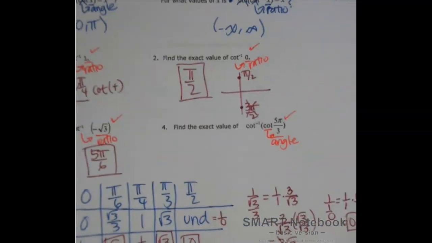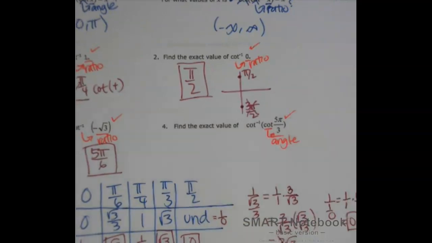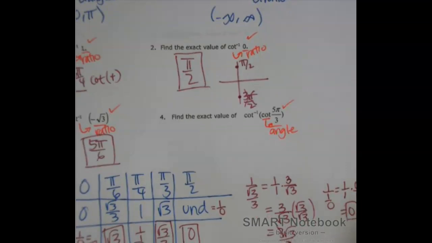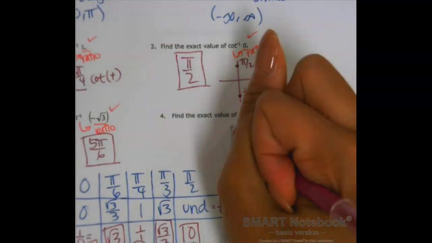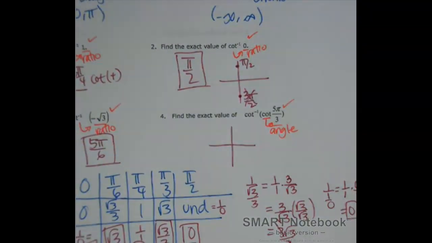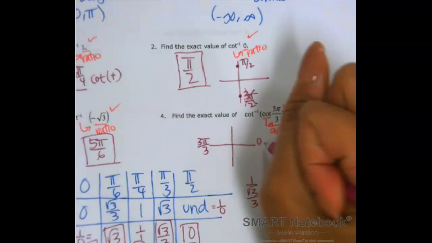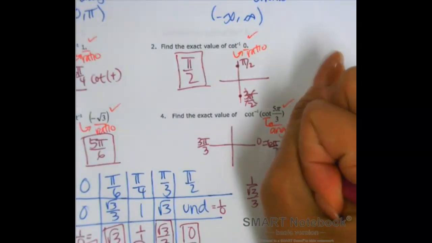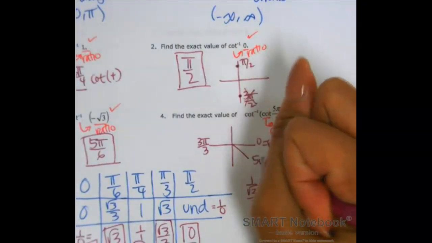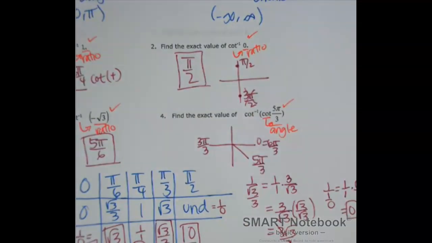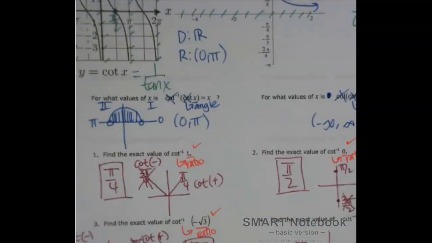Jenny, please tell me I can just cancel the cotangent and cotangent inverse. Can I cancel that? That's a shaky yes. Let's graph this out. What quadrant is 5 pi over 3 in? We have 0. We have 3 pi over 3. This will be 6 pi over 3. Quadrant 4, there you go. 5 pi over 3. Is quadrant 4 in my range that we were talking about up here?